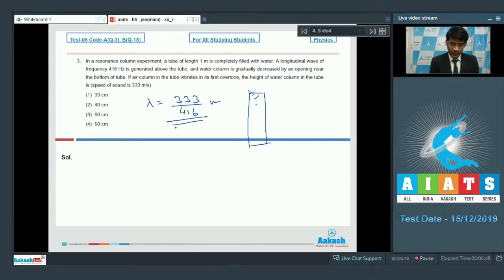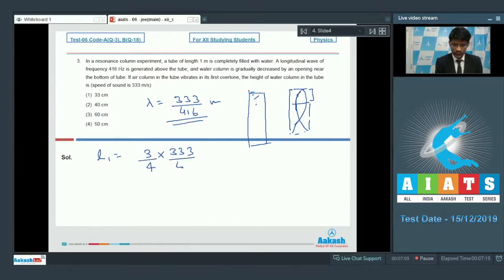Now it's been given that the air column in the tube vibrates in its first overtone. That means the way it will be vibrating, this will be the structure. In fact, this distance will be lambda by 4, this one lambda by 4, this one lambda by 4. So effectively, the total length of the air column here would be how much? 3 lambda by 4. So calculating this value, this L1 is 3 by 4 into lambda, that is 333 divided by 416. If you calculate this value, you'll get this part to be somewhere around 60 centimeter.